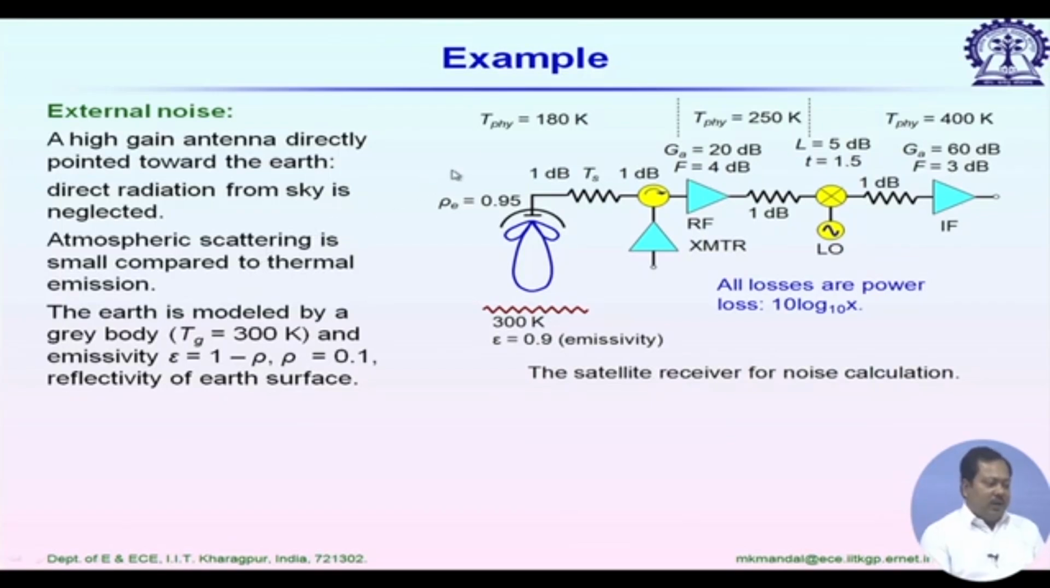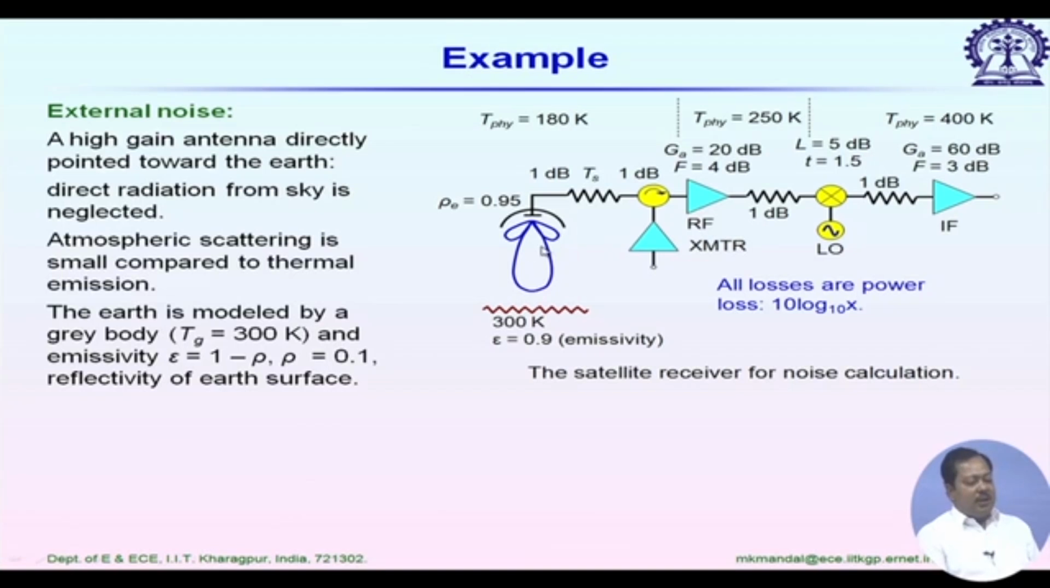Now, let us take one numerical example with numerical values. Let us say one antenna is directly pointing towards earth. It can be a radiometer itself, this whole receiver chain together with the antenna. Radiometer applications are one type of passive imaging. What is done? Simply the power radiated by the earth's surface is collected by the antenna, and then it is converted to some effective noise temperature.